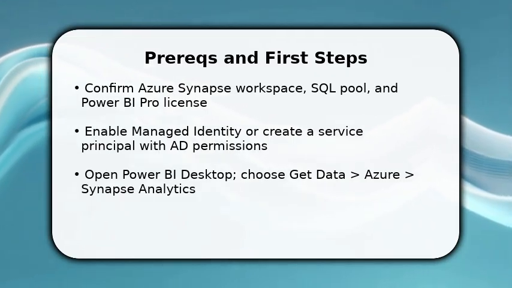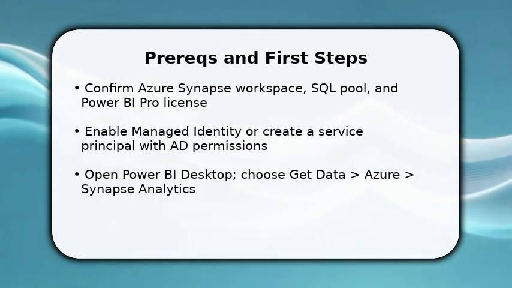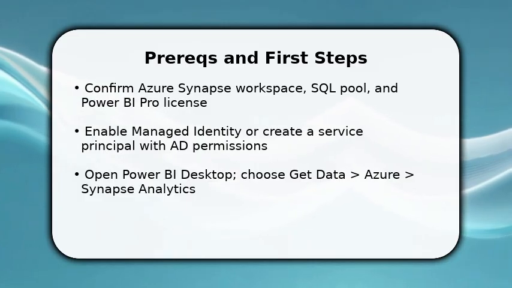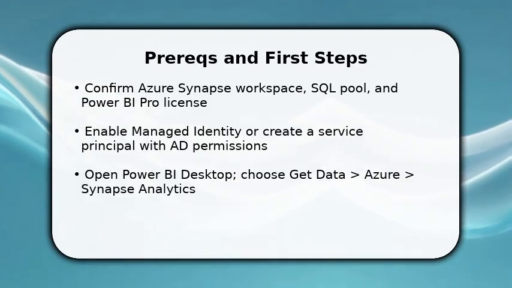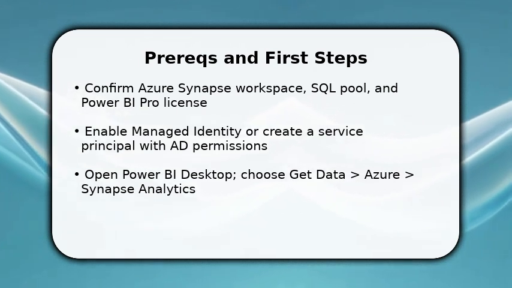Next, open Power BI Desktop and select Get Data, Azure Synapse Analytics. This launches the connector. Make sure your IP and firewall rules allow Power BI to reach the workspace. From here, pick the dedicated SQL endpoint to begin the connection flow.